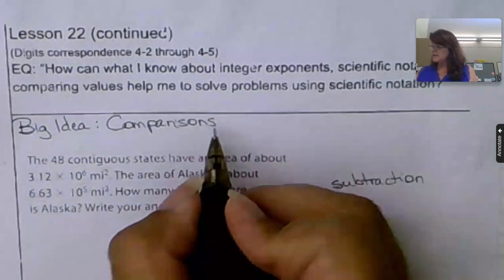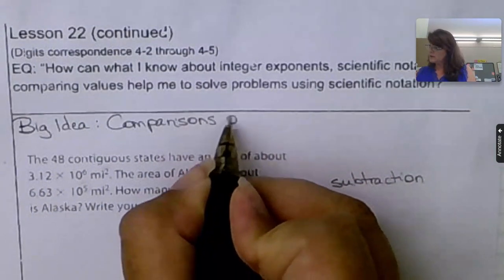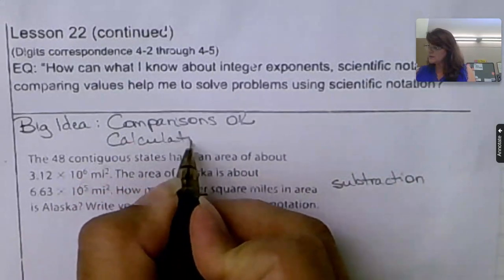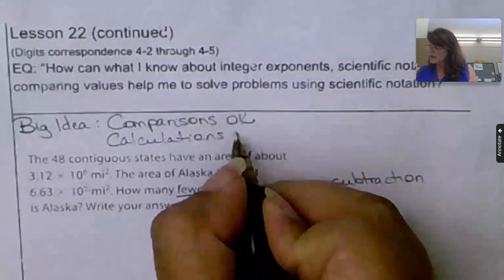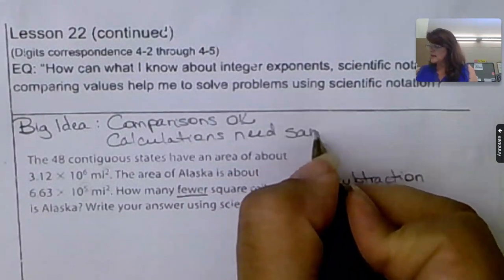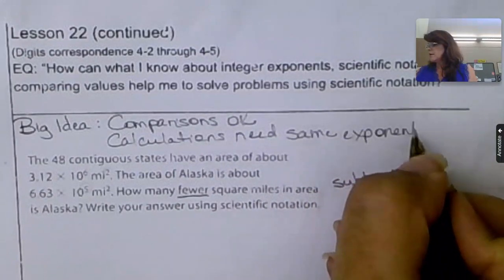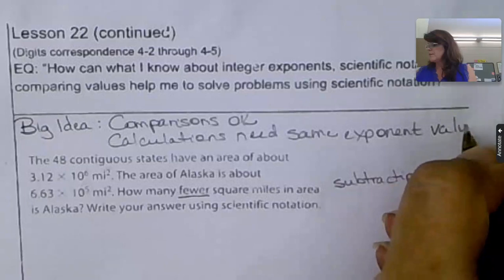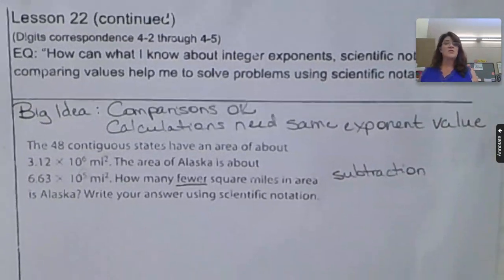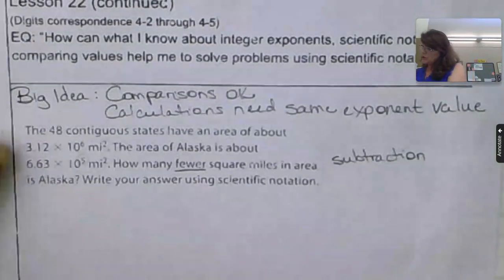Because of that, for comparisons we can do with the things different, calculations need the same exponent value. Here I'm going to give you an example of what I mean, because just in words that is a little confusing.